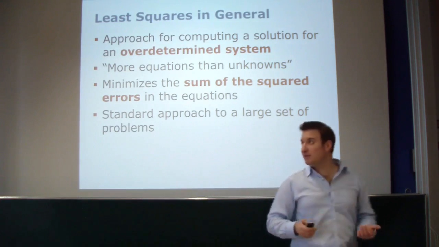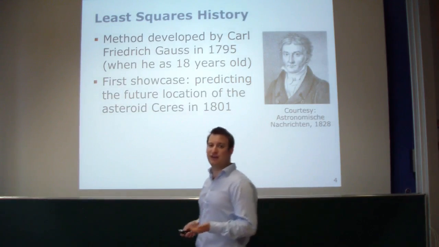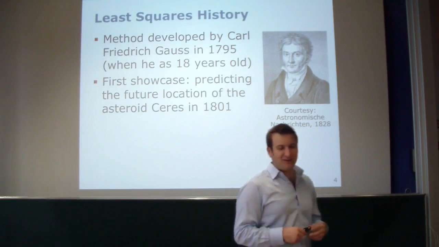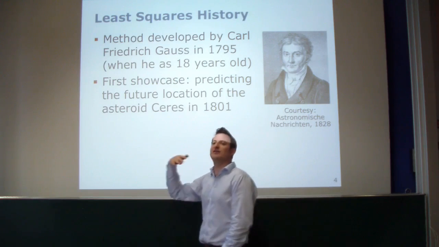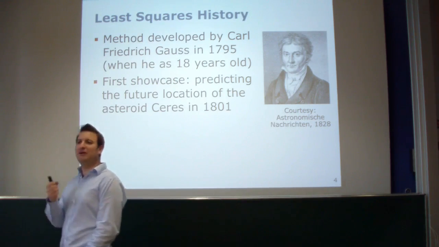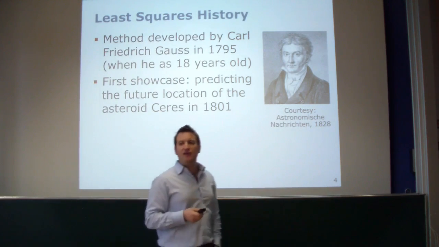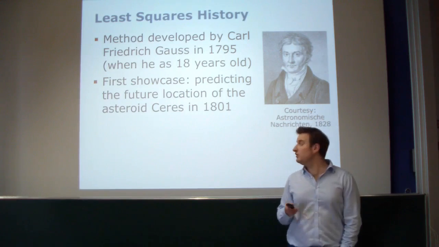And the method was developed in 1795 by Carl Gauss, actually when he was 18 years old, which I found quite remarkable. And he didn't even publish this work. He just developed it, told a few people about it, but didn't publish it the first time. Until 6 years later, someone used this technique to actually predict the future location of a newly discovered asteroid.